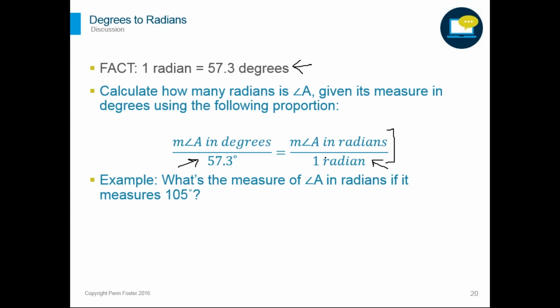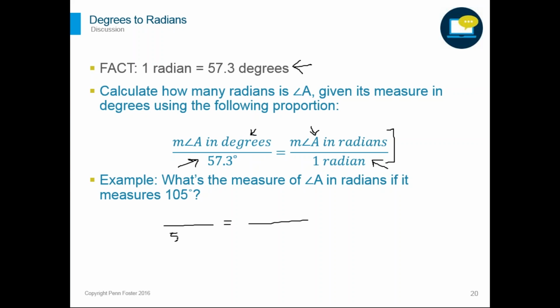57.3 degrees is equivalent to 1 radian. And the tops are the knowns and the unknowns. The known is the degrees, so this is known and this is the unknown here. So let's use the numbers instead of the labels here.